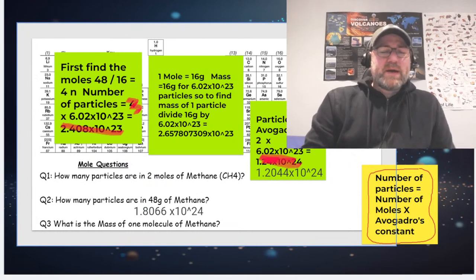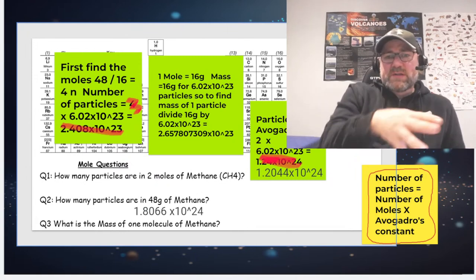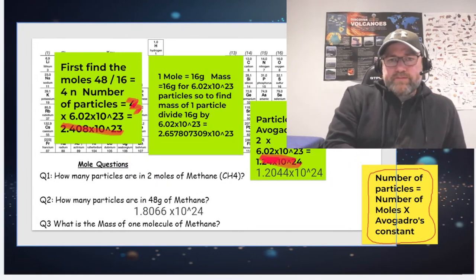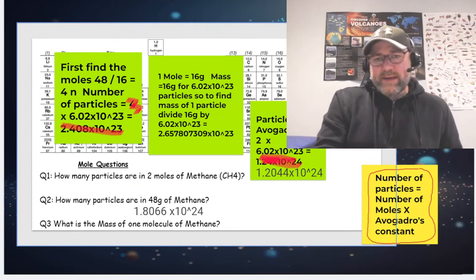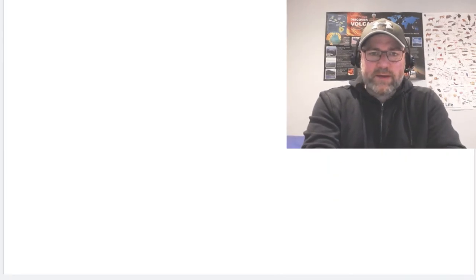So awesome. That's how we use Avogadro's constant. Those are some examples of how to do that. And let's have a little look.